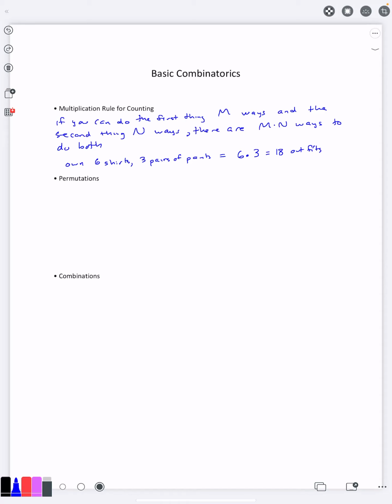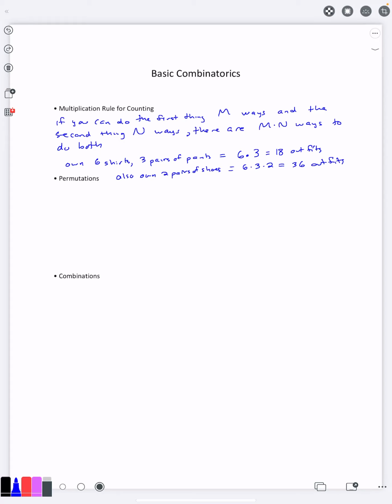Now, this works whether you're doing 2 things or if you're doing more than that. Let's say you also own 2 pairs of shoes. And if you want to find out how many total outfits there are going to be when you include shoes as well, you just multiply that 2 in there with everything else, and now there's going to be 36 different outfits without ever having to write down all the different combinations.